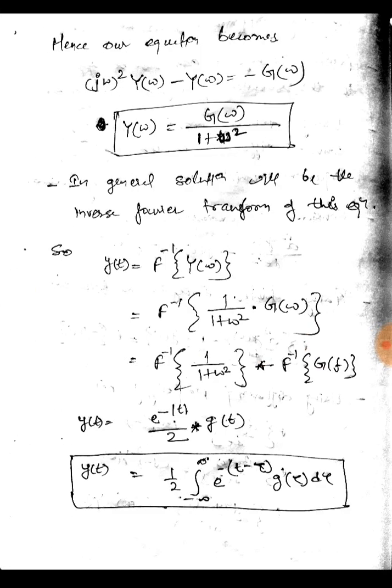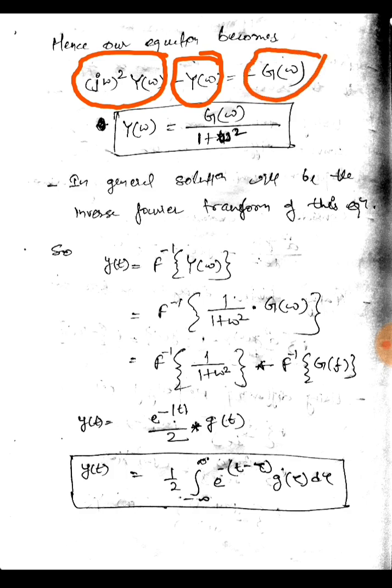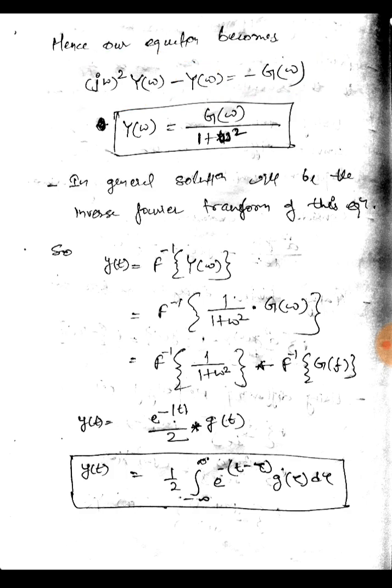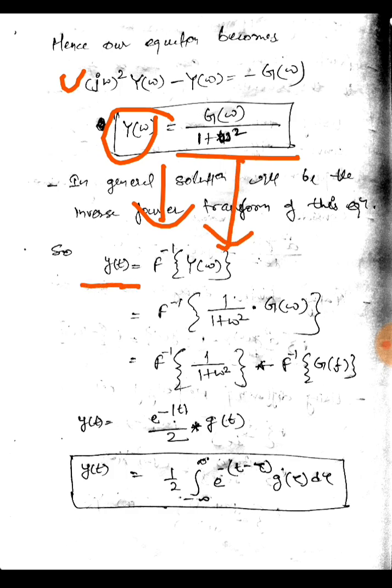So using this we can solve this equation. Here, this is for the second derivative, this is for y(t), and this is for g(t), which is a signal, maybe an input signal. So it becomes (j omega) square Y(omega) minus Y(omega) is equal to minus G(omega). Now the output is Y(omega), which we can arrange and find that it is G(omega) upon 1 plus omega square. So in general the solution will be the inverse Fourier transform. We need to calculate in the time domain, so y(t) would be the inverse Fourier transform of this function.